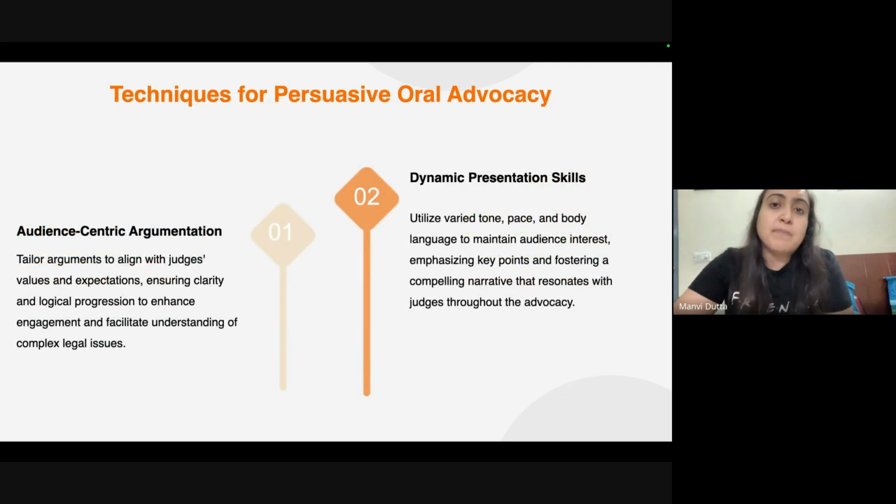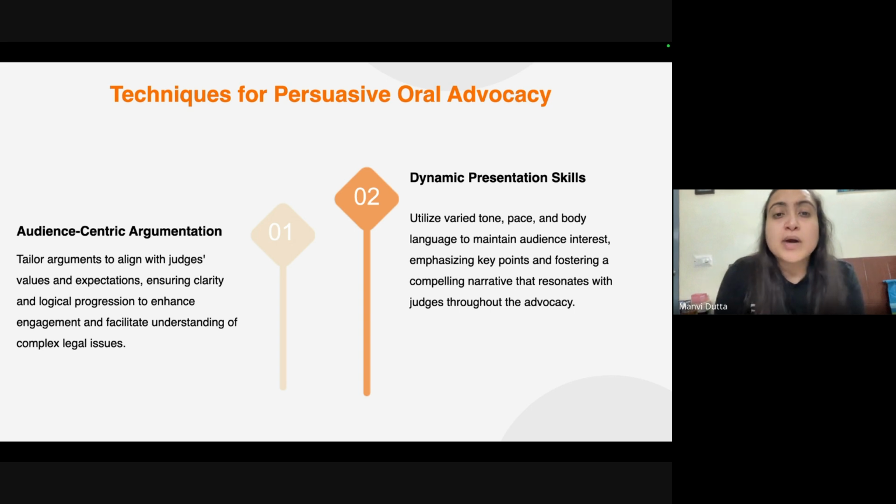Then comes techniques for persuasive oral advocacy. So, audience-centric argumentation, that is, tailor arguments to align with judges' values and expectations, ensuring clarity and logical progression to enhance engagement and facilitate understanding of complex legal issues. That means that whenever you are presenting your arguments, they should be audience-centric. That is, you should be able to persuade and turn to the expectations of the judges, ensuring that clarity and that logical persuasion over the judges.